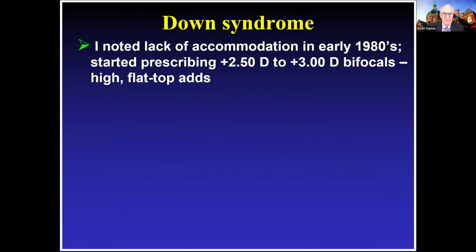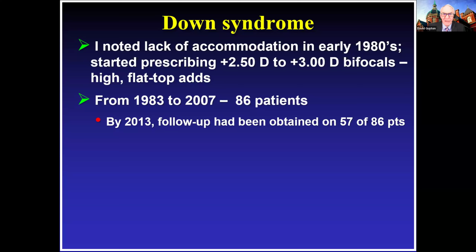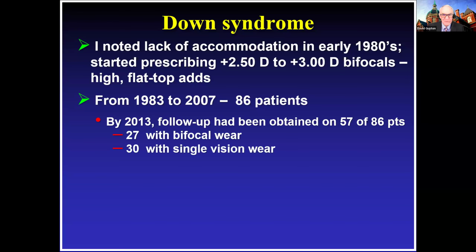I'd noted a lack of accommodation in the early 1980s, and I started prescribing plus 2.5 to 3 diopter high-line bifocals, because I was concerned they might be developing bilateral deprivation amblyopia. That's what I wanted to prevent. And I kept doing that from 1983 to 2007. We had accumulated 86 patients. By 2013, we had obtained follow-up on about 57 of the 86 patients. 27 were those with bifocals that I had prescribed, and 30 with single vision wear, which my colleagues had prescribed because they didn't believe in me.